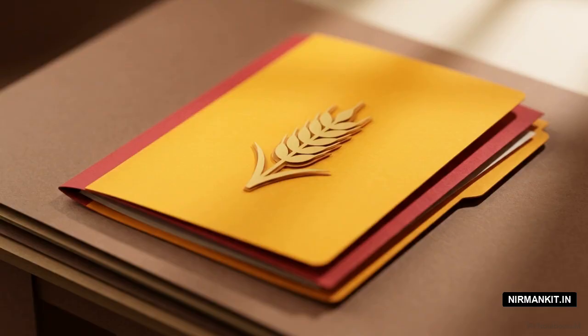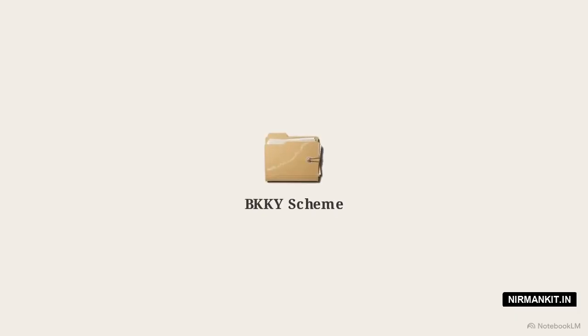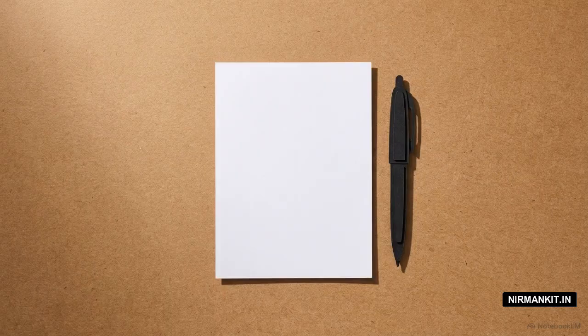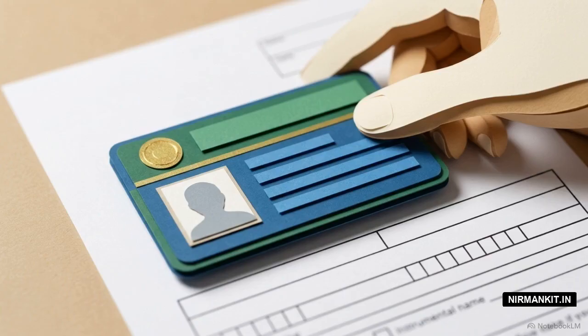To counter this specific risk, the government of Odisha introduced the Biju Krushak Kalyan Yojana, or BKKY. This is a targeted health and accident insurance program built to protect farmers. The objective of this guide is straightforward: get your household enrolled and secure an active BKKY health insurance card.